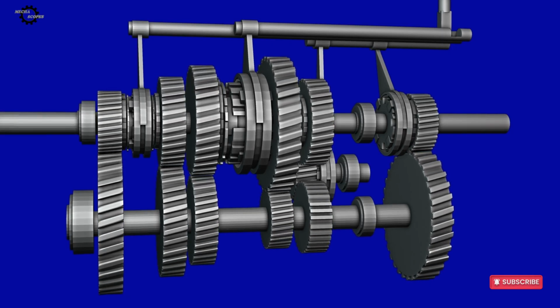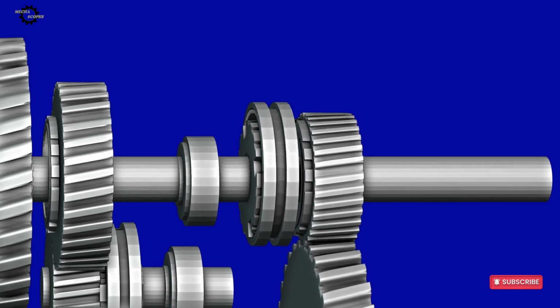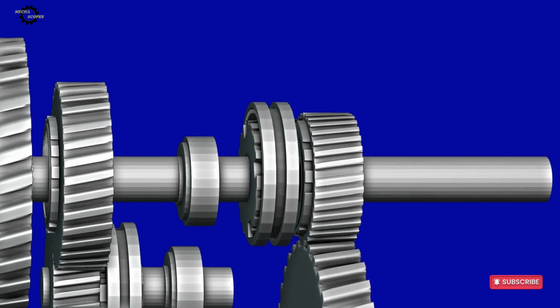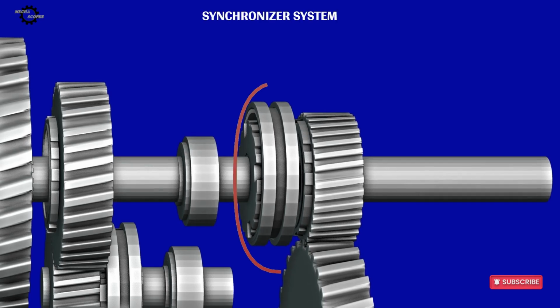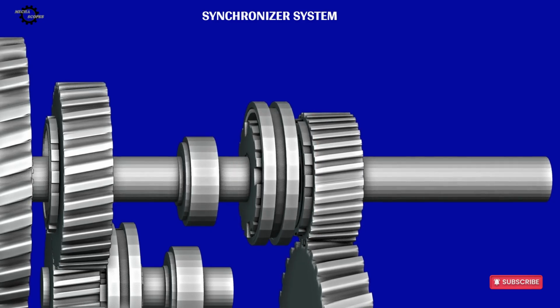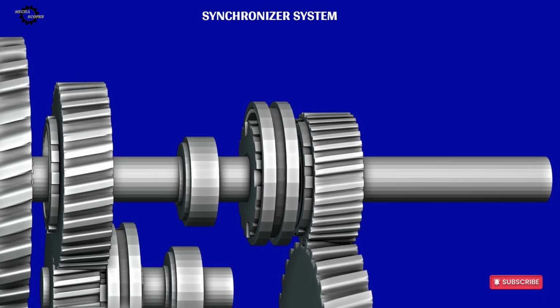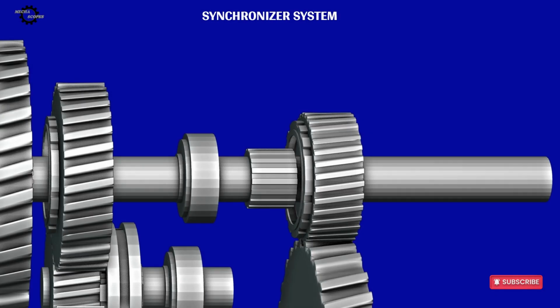But one important question still remains. How does the transmission actually select a gear? The answer lies in the synchronizer system. It's the system that selects a gear. The synchronizer system is located on the output shaft and is responsible for connecting the desired gear to the shaft whenever a gear change is made. Let's look at the components that make this possible.